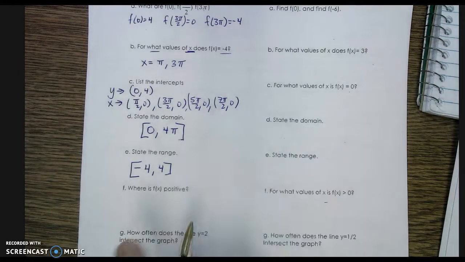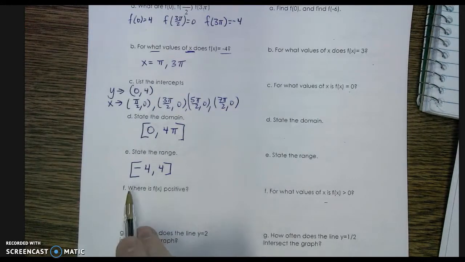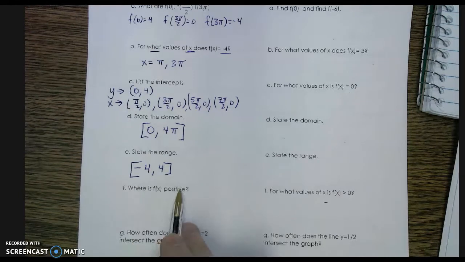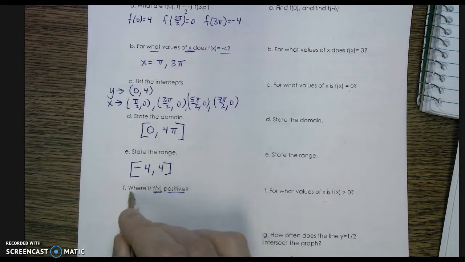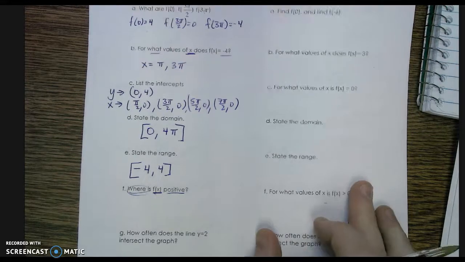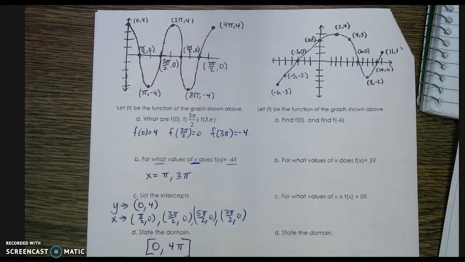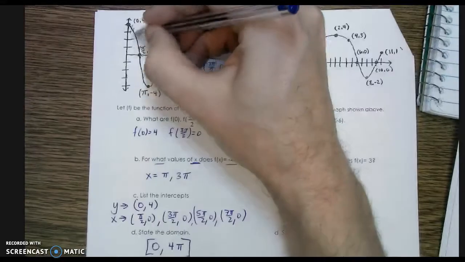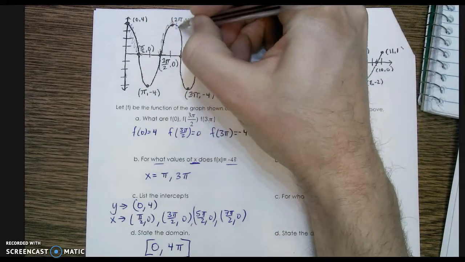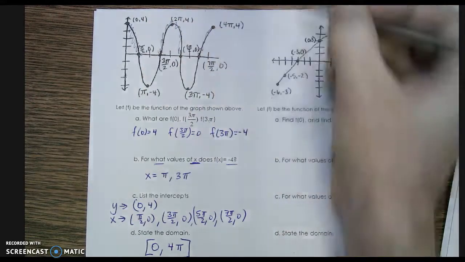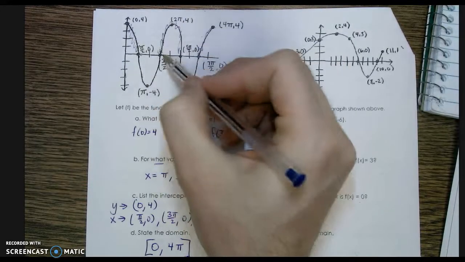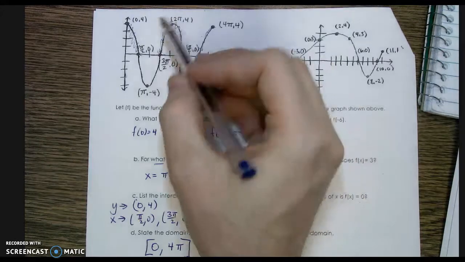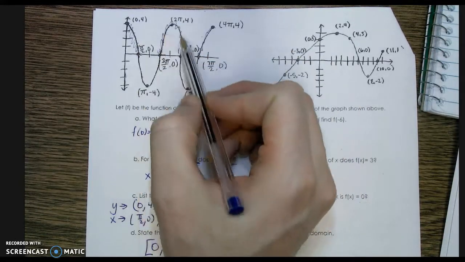Where is the function positive? So they want to know what x values give you positive y values, because that's saying where is y positive. When it says where, we use x to describe where. So where are the y values positive? That'd be this section, this is positive, and this is positive. Anywhere where the graph is above the x-axis. So these 3 sections. So we're going to list these sections in interval form.